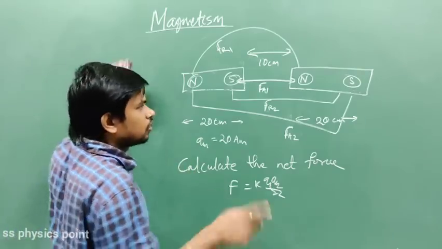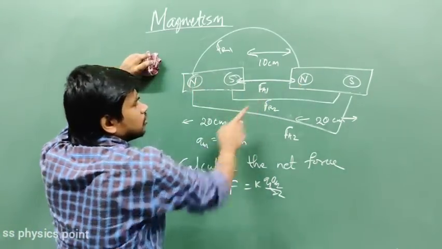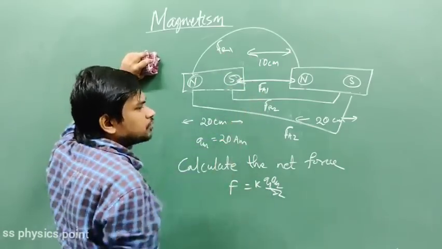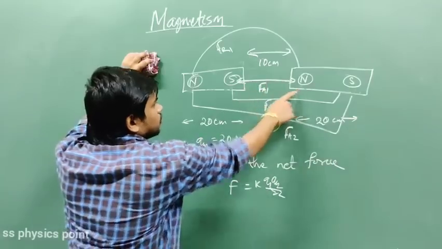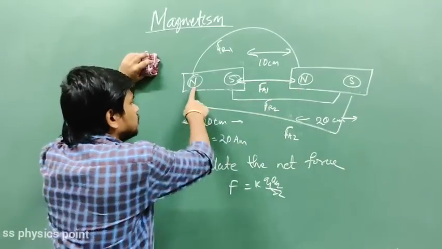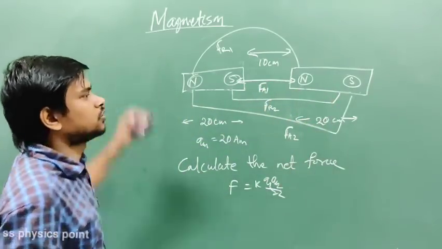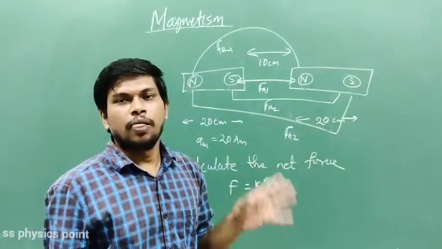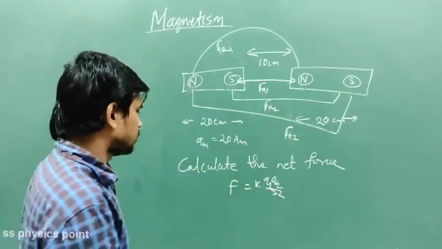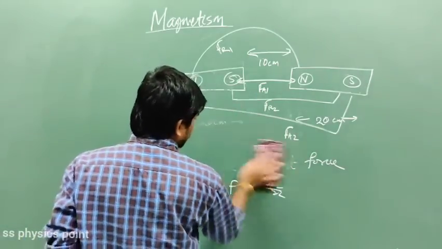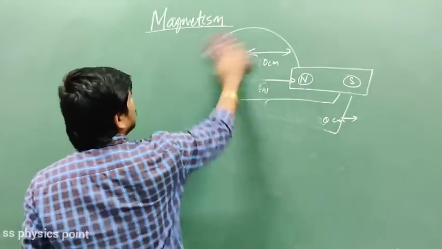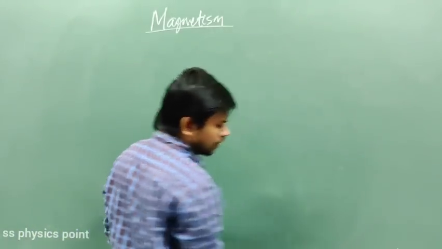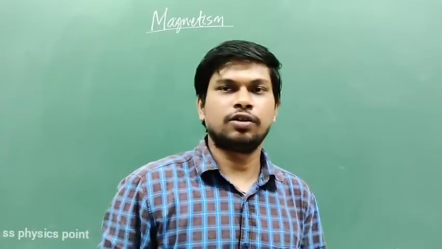Just you need to find all the forces. There are two north pole repulsive forces. This south pole and south pole will have a net repulsive force. Then this north pole and this south pole will have an attractive force, and this north pole and this south pole will have an attractive force. So it will have two attractive forces and two repulsive forces. So net force equals F repulsive minus F attractive. Which one will have the greater value? You just do accordingly, F attractive minus F repulsive, or F repulsive minus F attractive. It will be decided by the values.